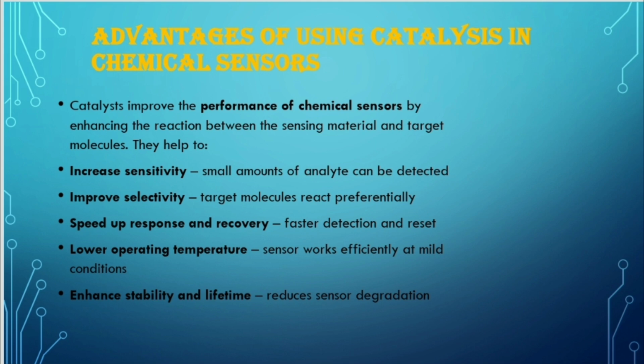Advantages of using catalysis in chemical sensors. Catalysts improve the performance of chemical sensors by enhancing the reaction between the sensing material and target molecules. They help to increase sensitivity, improve selectivity, speed up response and recovery, lower operating temperature, and enhance stability and lifetime.